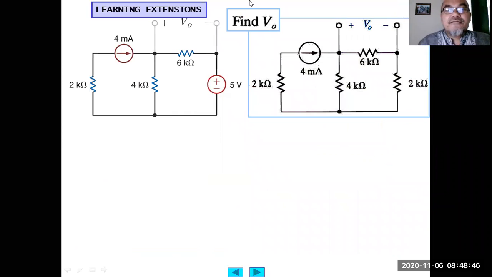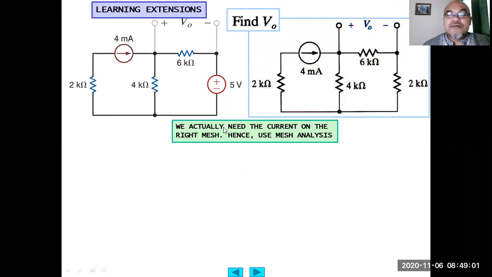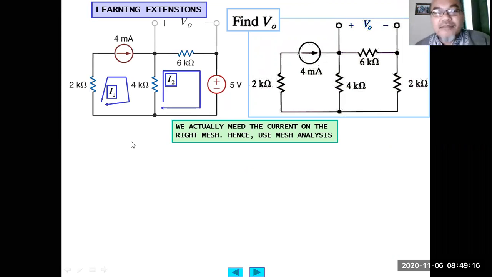Another example here, find the V output when it has this 4 milliampere independent current source and 5 volt in the other part. The V output here is the voltage across the 6 kilo ohm. So if we define two meshes, we actually need the current flowing on this right mesh, and that's why we use mesh analysis. I1 flows through the independent current source, 4 milliampere. I2 flows through the independent voltage source, 5 volt. So from here, it becomes a constraint. I1 must be equal to 4 milliampere.